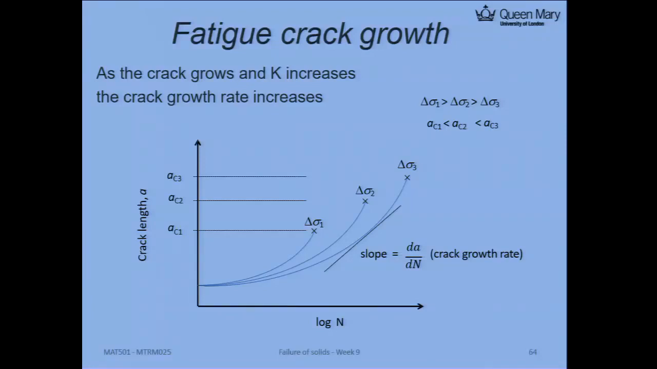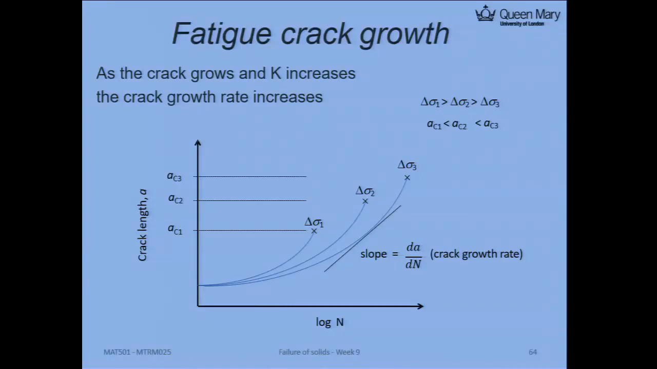Okay? Delta sigma 3. Oh, sorry, that's a wrong description. So if you look, delta sigma 1 is the maximum here, and delta sigma 3 the minimum. That means the smaller the stress amplitude, the longer the life. That's why you have a longer life on the right side. But if you increase the range, you will fail much earlier. And the critical crack length, AC1, is also reduced.